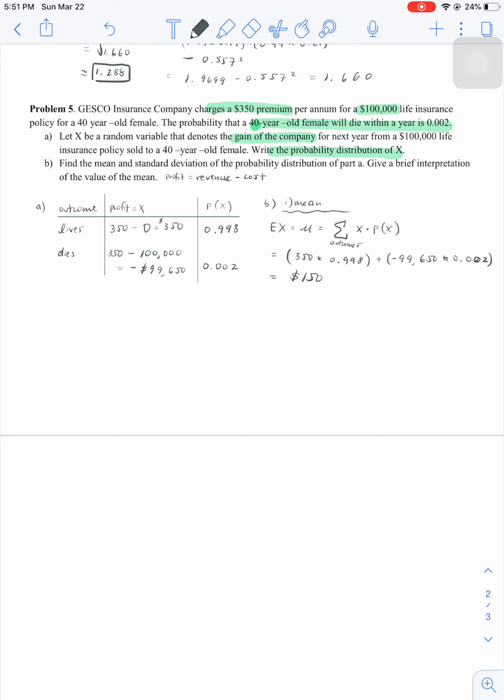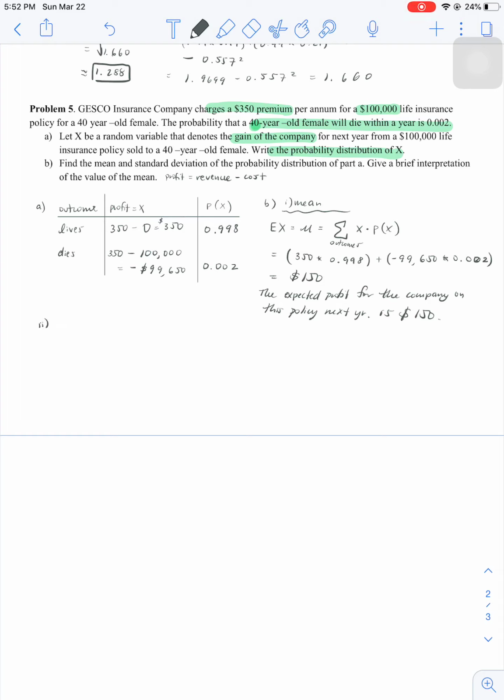So that means that, we'll interpret this. This means that the expected profit for the company on this policy next year is $150. Nice.